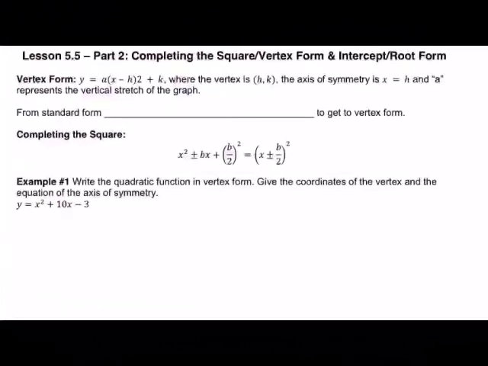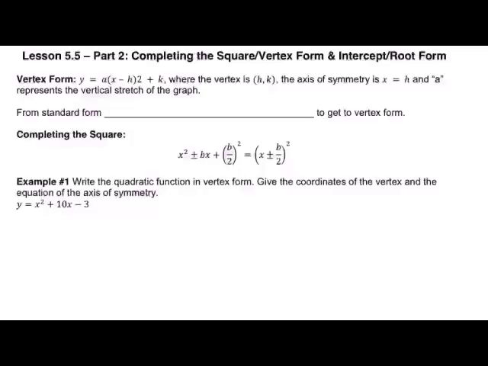The notes for lesson 5.5 part 2, completing the square in vertex form and intercept root form. If you remember 5.5 part 1 in the first part of chapter 5, we looked at how to complete the square. So now we're going to look at how we can go from one form to the next form, or from one form to vertex form, using completing the square.